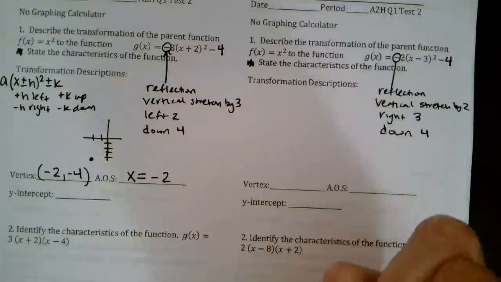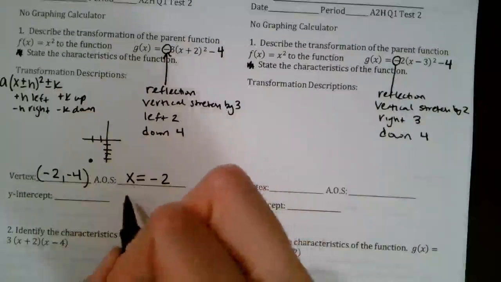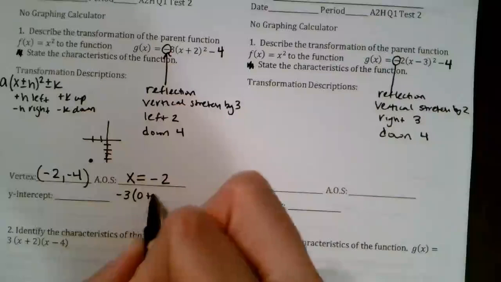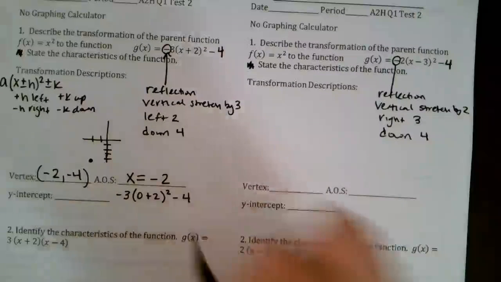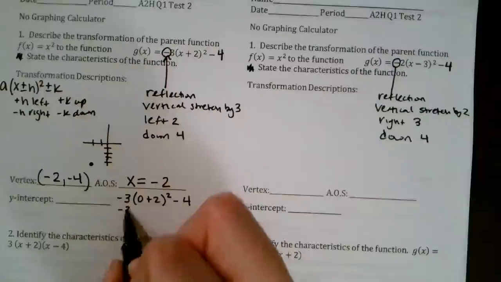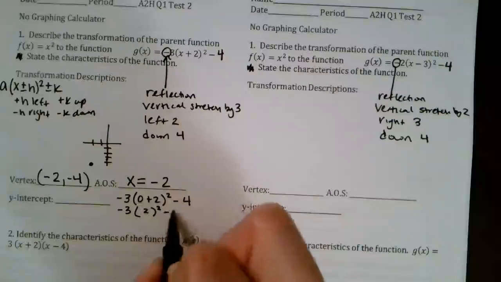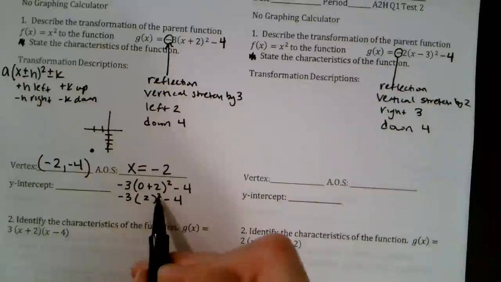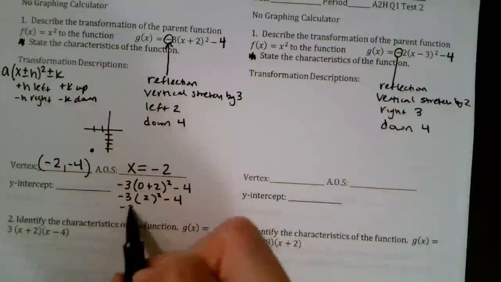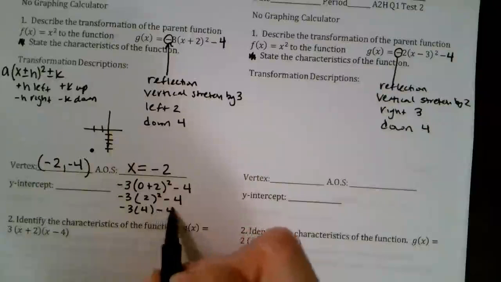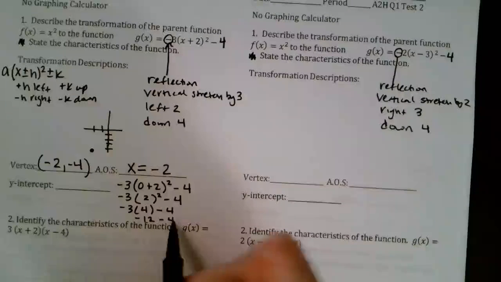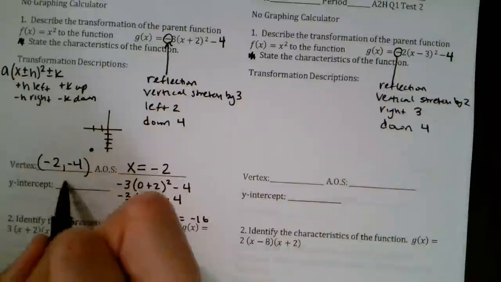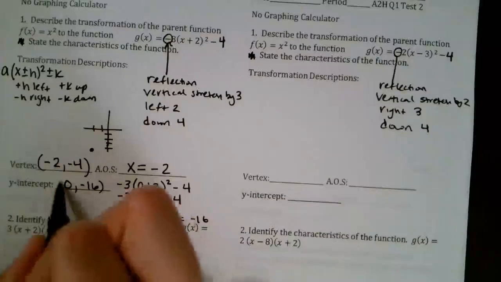And then our y-intercept, no matter what form the equation is in, we plug in 0 for x. So we have -3 times 0 plus 2 squared minus 4. So -3 times 2 squared minus 4. Follow order of operations. We have to do our exponents before we multiply. So this is -3 times 4 minus 4. So -12 minus 4 gives me -16. X was 0, y is -16.